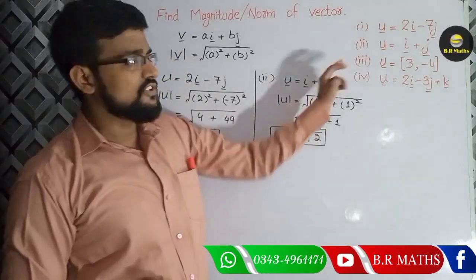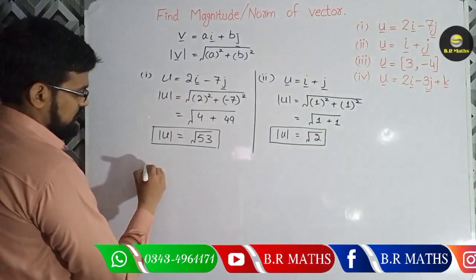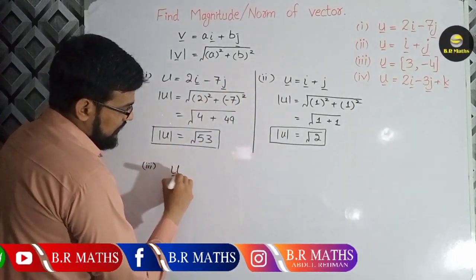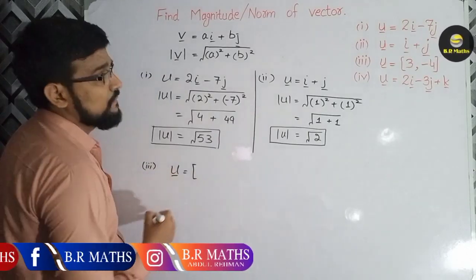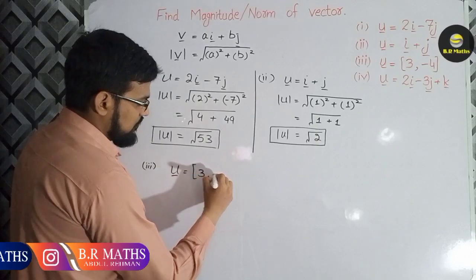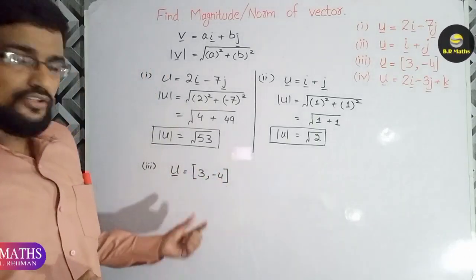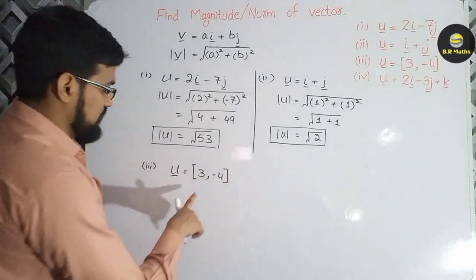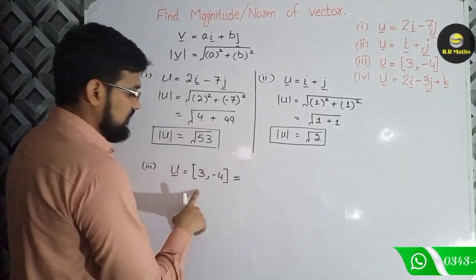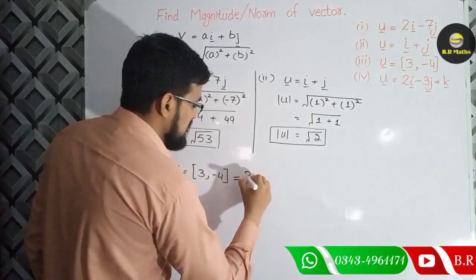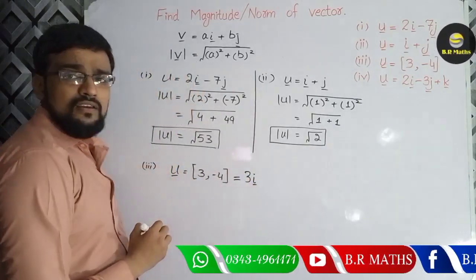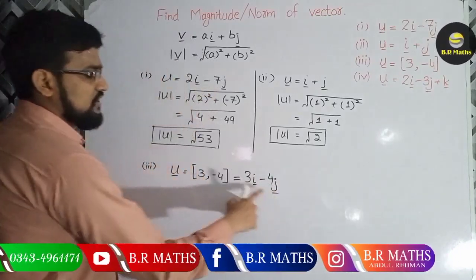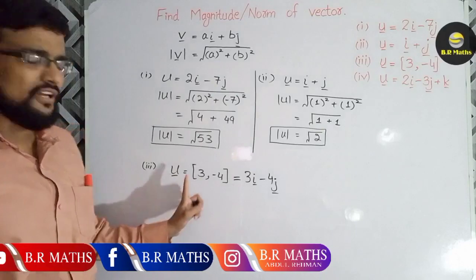And then next, now the third part. The third part is, students, another notation for a vector. This one, 3 and minus 4 in a square bracket. This is the other notation of a vector, which is equal to this one: 3 and minus 4 means 3i plus minus 4j. Okay, this is the same. Both are equal.